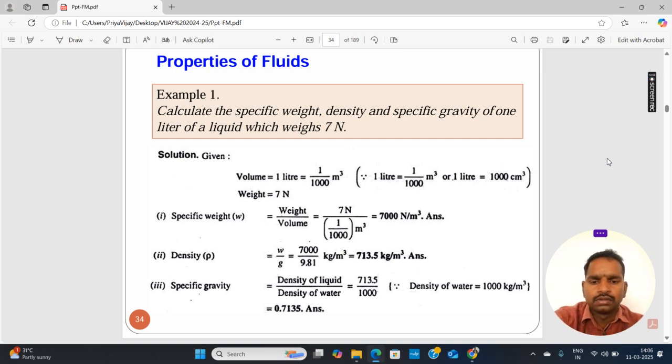Specific gravity. If you want to get the specific gravity, we know the formula: density of the liquid by density of the standard fluid. The density of the liquid we have already calculated, 713.5. For the density of the standard fluid, here it is liquid, so we can take 1000 as the standard liquid. So 713.5 by 1000 is around 0.713.